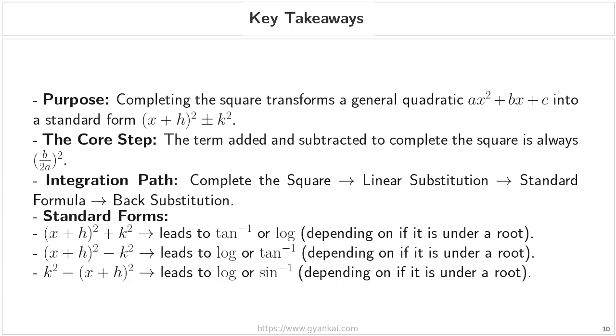And lastly, if you have k squared minus (x plus h) squared, this will lead to either a natural logarithm or an inverse sine, that's sin to the power of -1, once again, depending on whether it's under a square root. So, to reiterate, mastering completing the square unlocks the ability to integrate a much wider range of functions. Remember these steps, practice the examples, and you'll be well equipped to handle these types of integration problems.